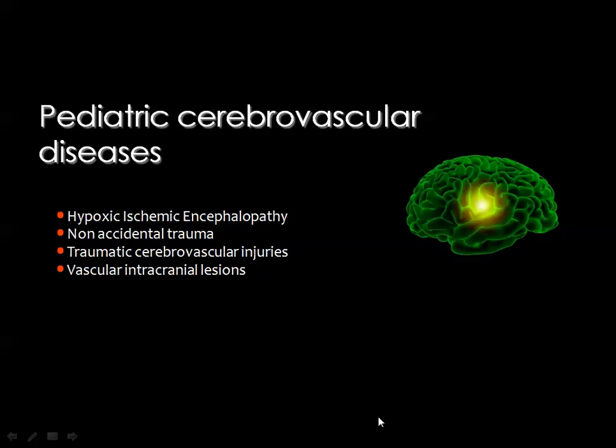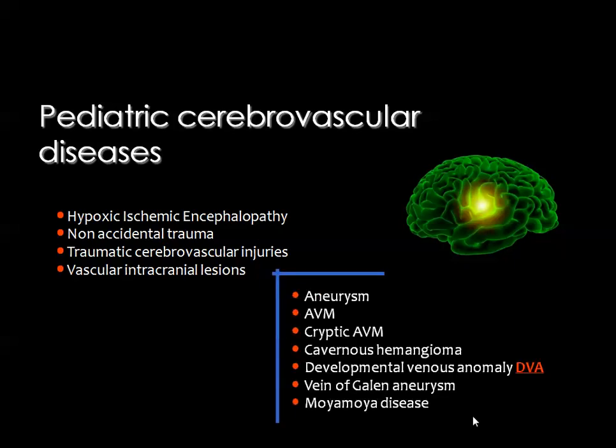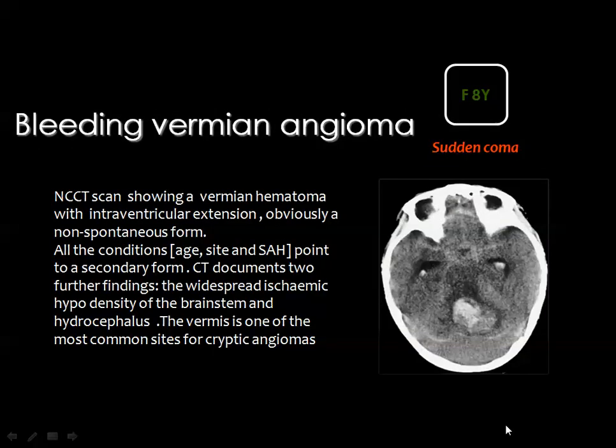Finally, we would like to talk about the vascular intracranial lesions. We have discussed all these lesions previously: the aneurysms, the arteriovenous malformation, the cryptic arteriovenous malformation, the cavernous hemangioma or cavernoma, the developmental venous anomaly, the anomaly of the vein of Galen or vein of Galen aneurysm, and also Moyamoya disease. But I would like to emphasize two important issues.